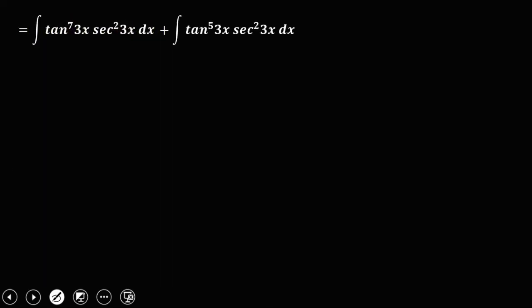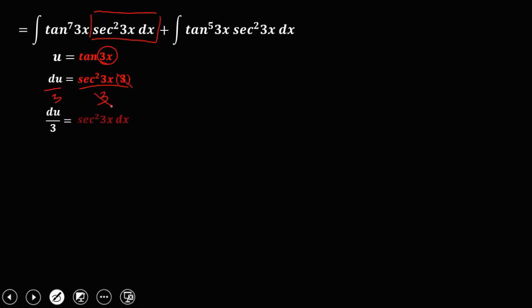Then using the U-substitution, u is tangent 3x, du. Since the derivative of tangent is secant squared 3x, but we also have the derivative of 3x, that's 3. But in our equation, we only have this secant squared 3x dx. So divide both sides by 3. So du over 3 now is equal to secant squared 3x dx.